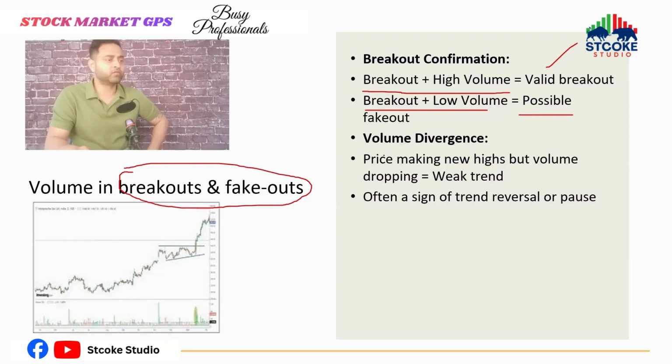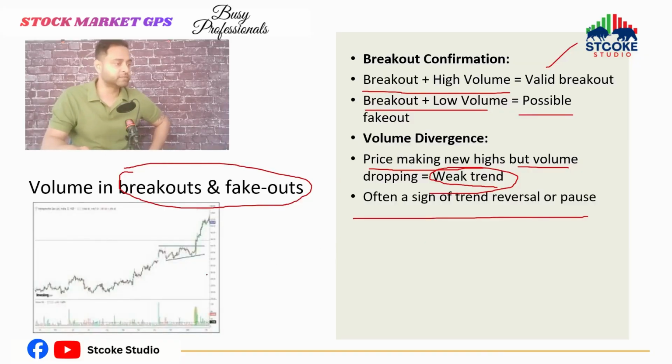And we will also look at volume divergence, which basically means price is going up, price is making new highs, but volume is dropping, which basically means the trend is not so strong. It's a weak trend. So आपको उधर एंट्री नहीं लेना है ट्रेड्स में, आपको वेट करना है जब तक आपको वॉल्यूम ना दिख जाए. एंड वी ऑल्सो डिस्कस दैट हाउ इट कैन बी अ साइन ऑफ ट्रेंड रिवर्सल और पॉज. एक चार्ट से समझते हैं.